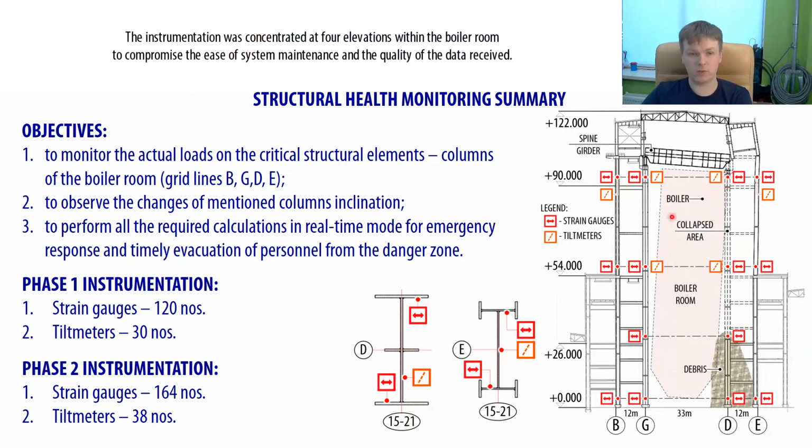The instrumentation was concentrated at 4 elevations within the boiler room to compromise between the ease of system maintenance and the quality of the data received. The number of sensors and their types are shown in this slide. This in the middle is how instrumentation was aligned in a particular column section.